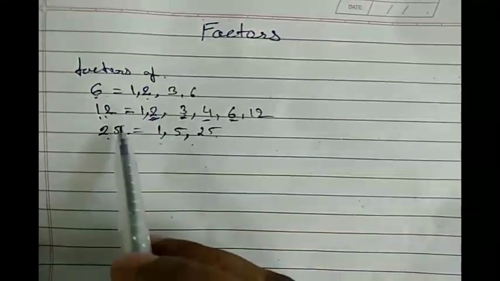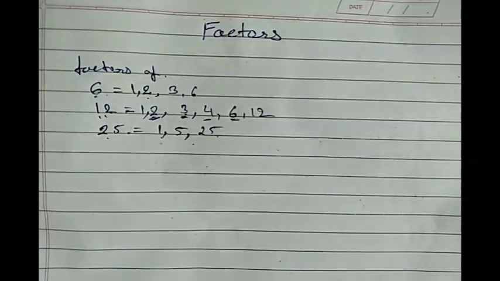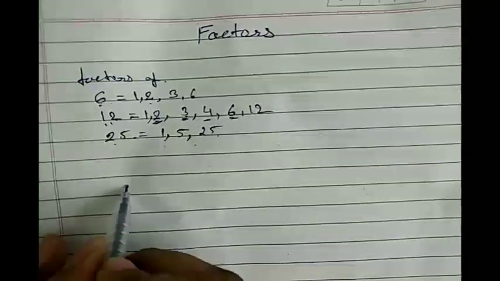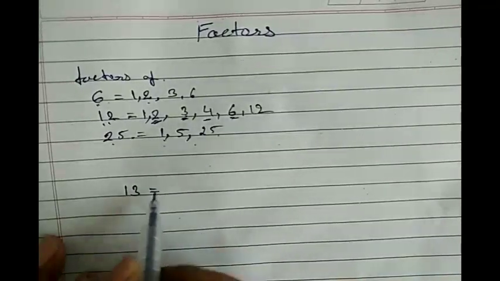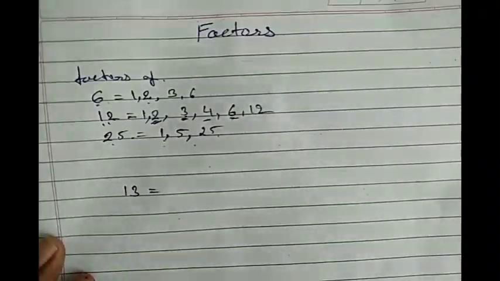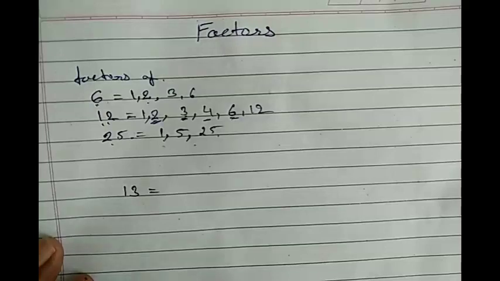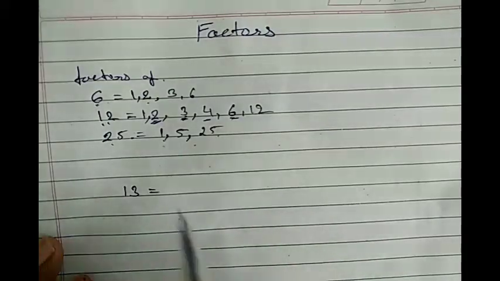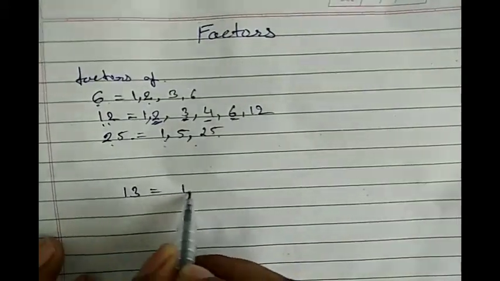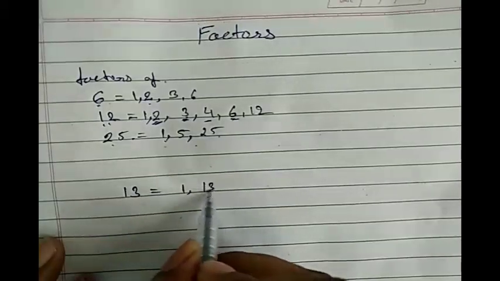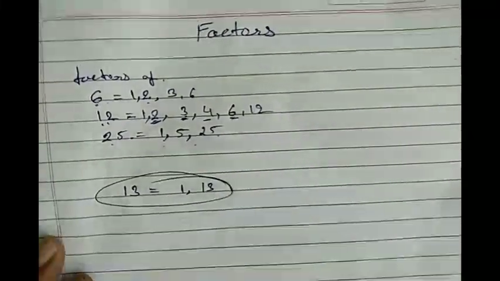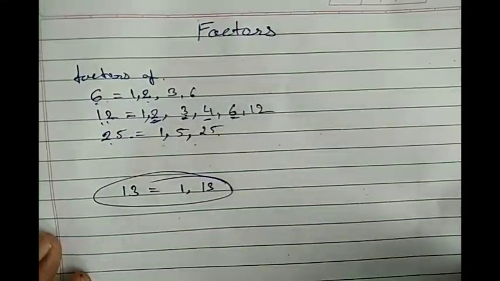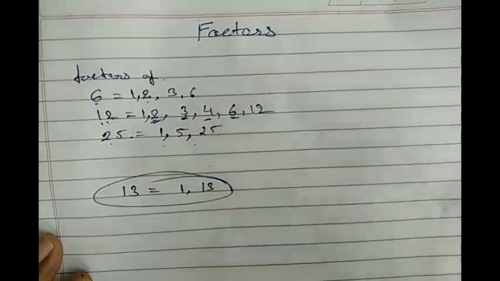Now some more examples. It is not compulsory that each number has a factor other than 1 or itself. For example, if we take the number 13, there is no number in whose table 13 comes. 13 only comes in its own table. So we can say that the factors of 13 are 1 and 13.